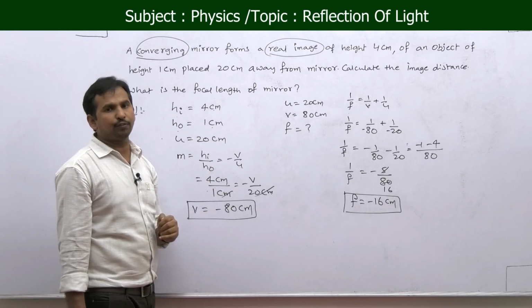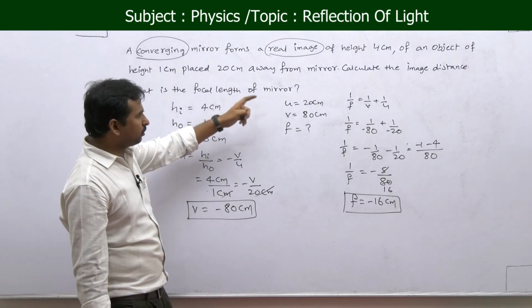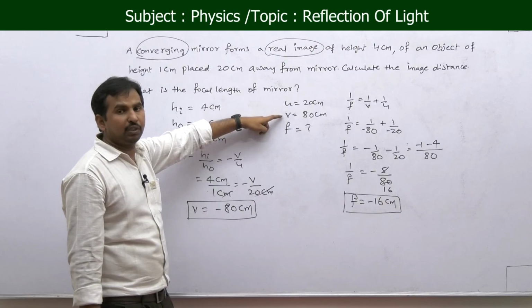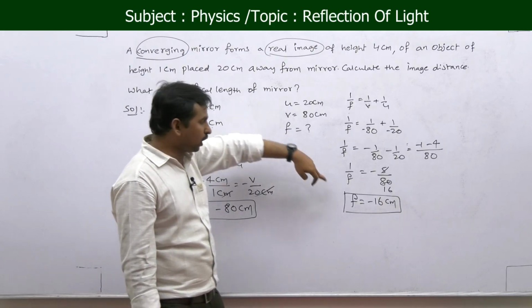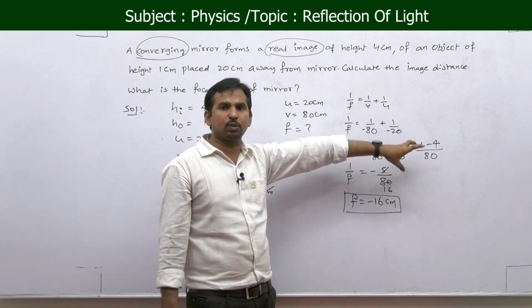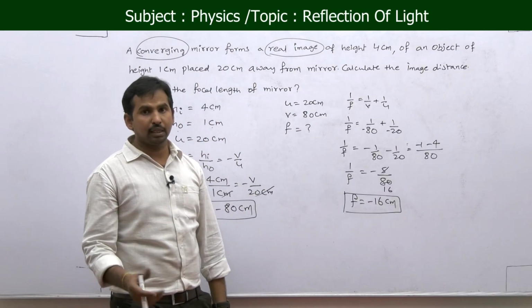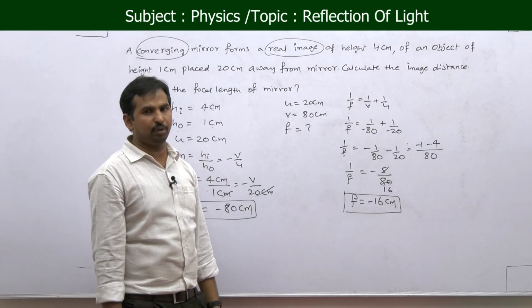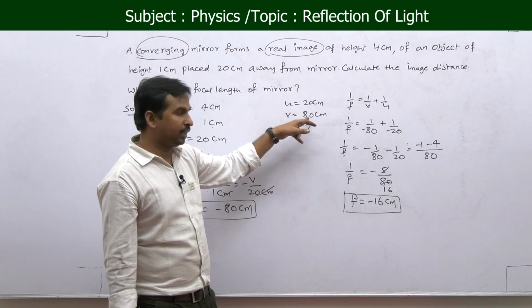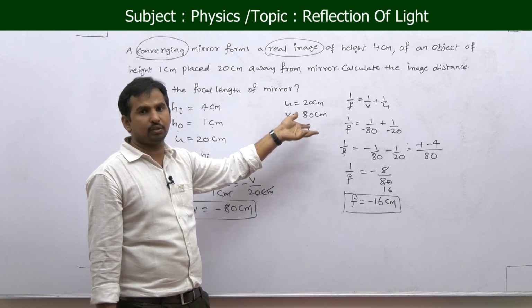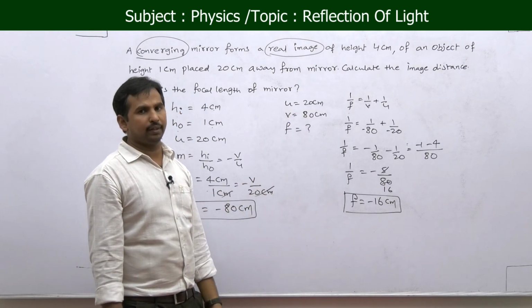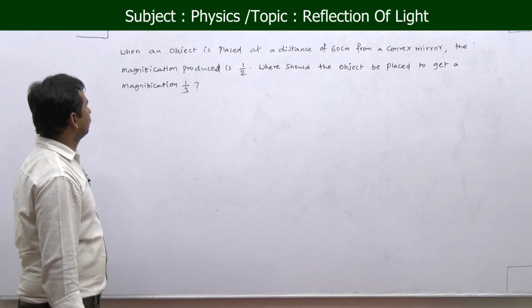If you are getting the magnified image, means the position of the image should be in between C and infinity. As focal length is 16, means focus position is at 16 centimeters. Then center of curvature is at 32 centimeters. Then we are getting the image at 80, means here that it is beyond C, in between C and infinity. Now see the next one.